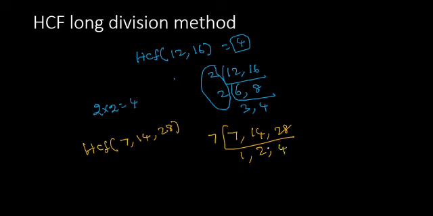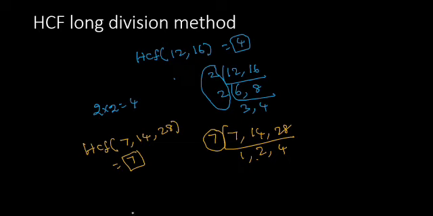Now when you closely observe this 1, 2 and 4, there is not any common term except 1. So the HCF is actually called as 7. So HCF of 7, 14 and 28 is obviously called as 7. So we will take another example here.